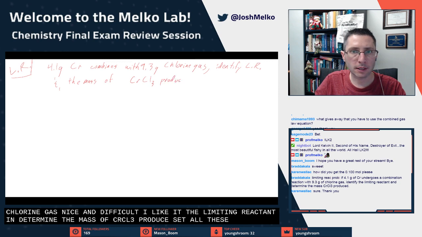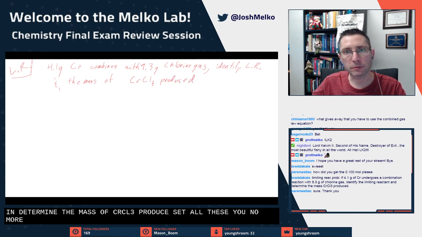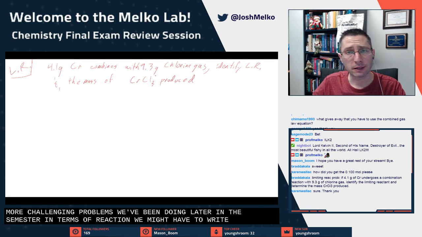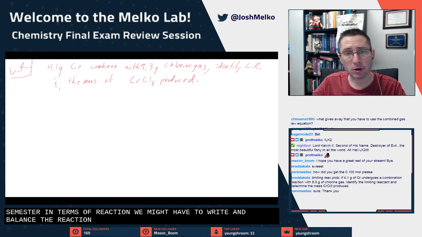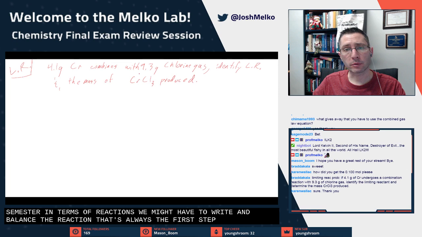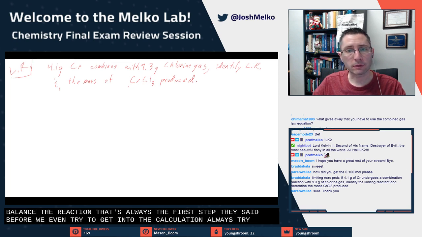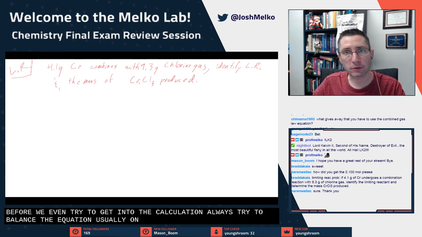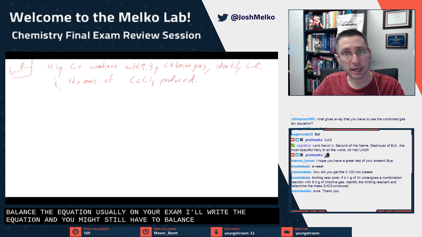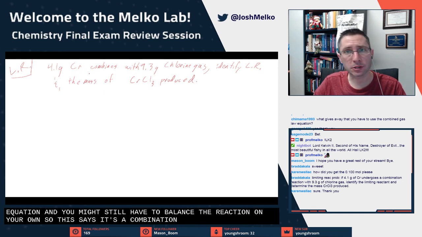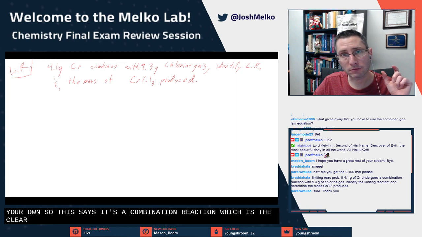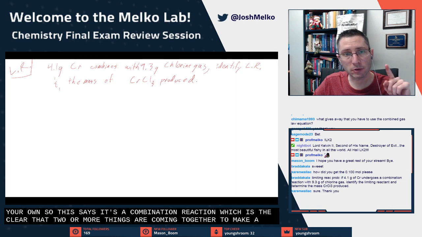So in all these more challenging problems we've been doing later in the semester, in terms of reactions, we might have to write and balance the reaction. That's always the first step. Before we even try to get into the calculation, always try to balance the equation. Usually on an exam, I'll write the equation and you might still have to balance it or check if it's balanced, but sometimes you will have to come up with the reaction on your own. So this says it's a combination reaction, which is the clue that two or more things are coming together to make a single product.